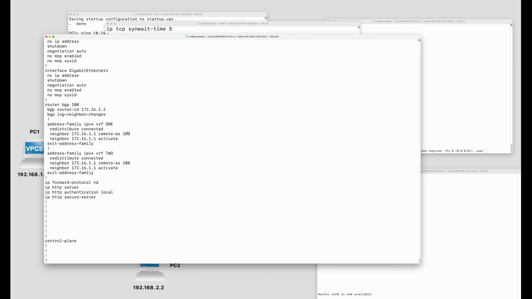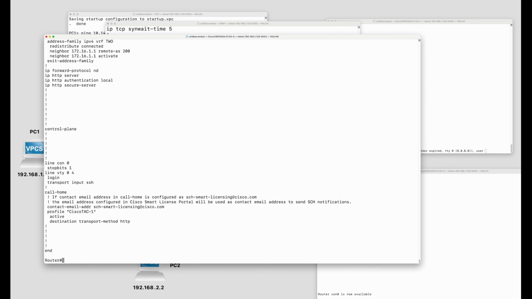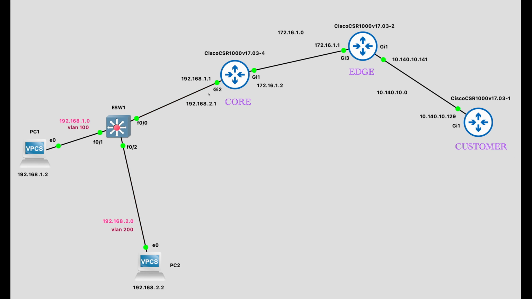And here is the BGP, and there are a couple of sections in it, one for each VRF. And the core router is now connected to the edge router, whose ASN is 200. So this is the neighborhood setup, and the redistribute connected will ensure the networks are distributed. So that's it for the core router.